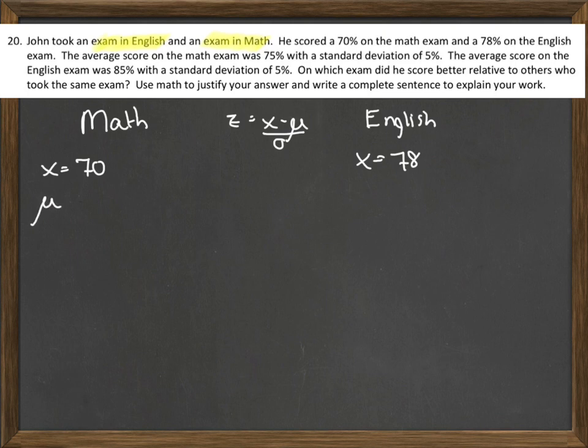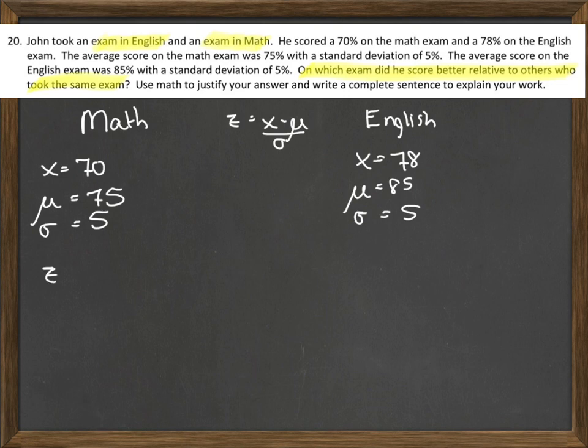What was the average math score? Well, the average math score was 75 with a standard deviation of 5. What was the average English score? Well, the average English score was 85 with a standard deviation of 5. Then it says, on which exam did he score better relative to others who took the same exam? As a student who's probably taken more than one exam in your life, you know that not all exams are created equal. Some are very difficult, some are pretty easy. So it just all depends.